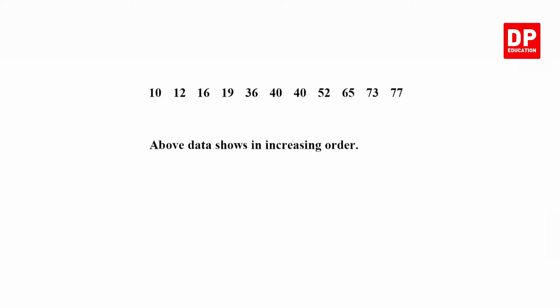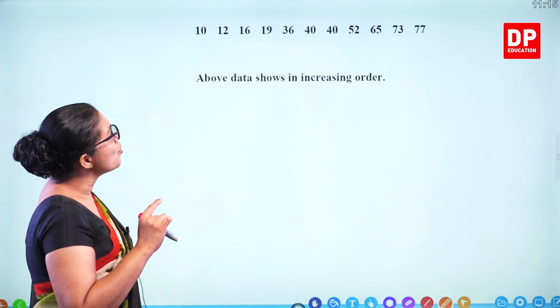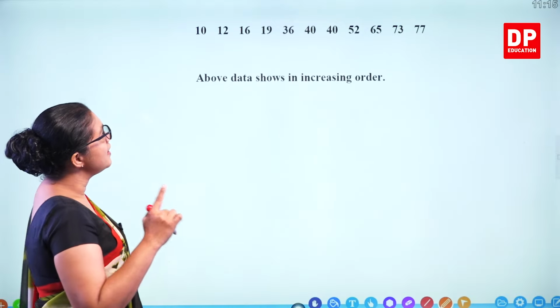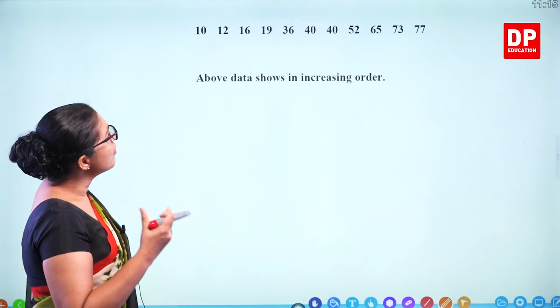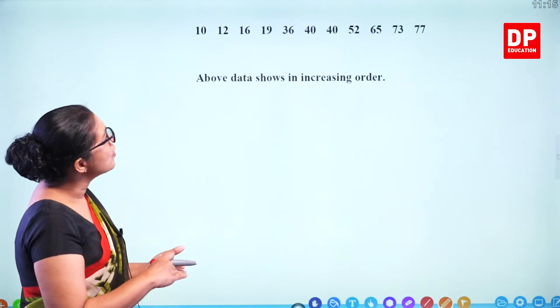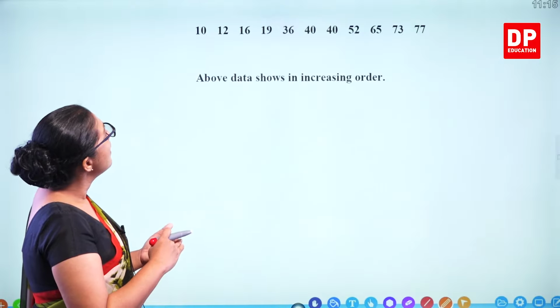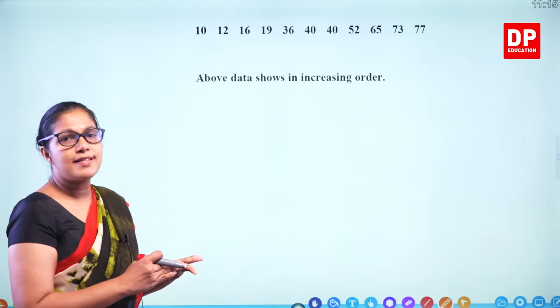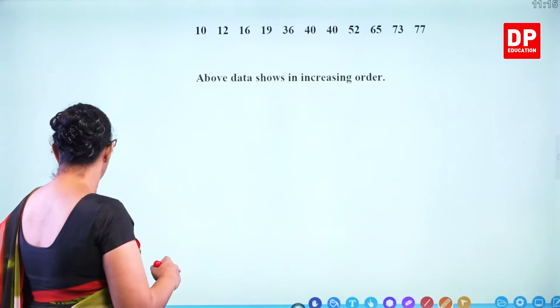So this is the data set. The above data is shown in increasing order. We did that before. When you look at it, we can see 40 is there twice, and the lowest is 10, the highest is 77.